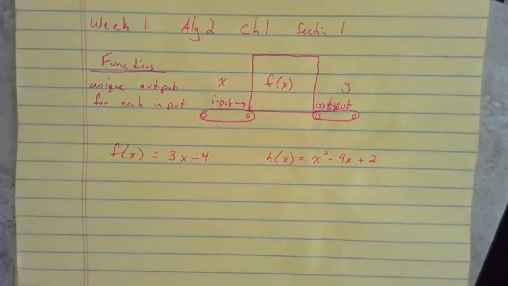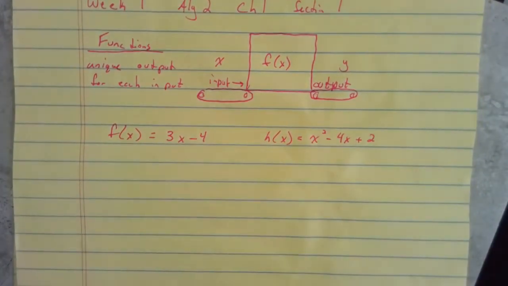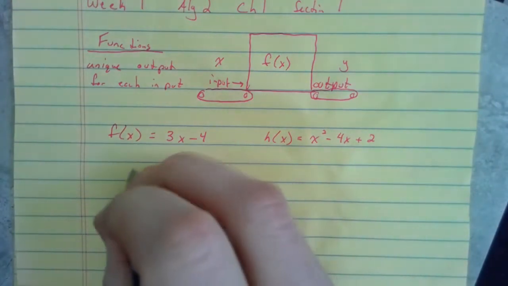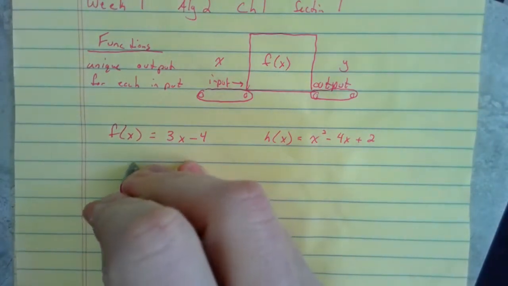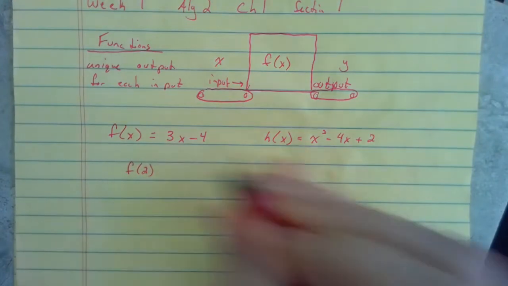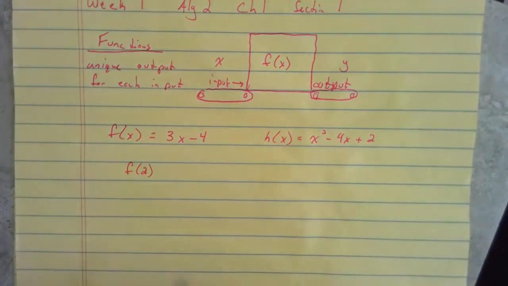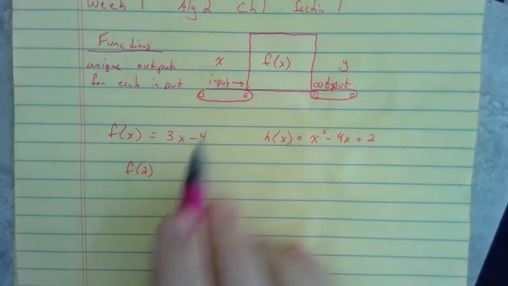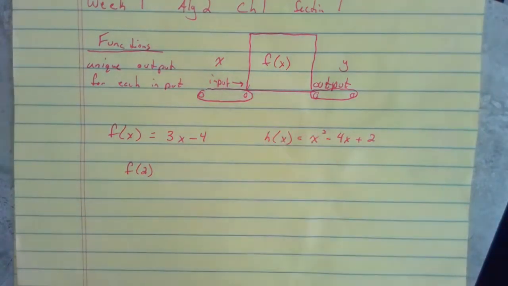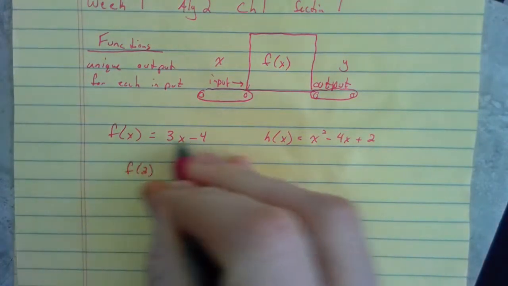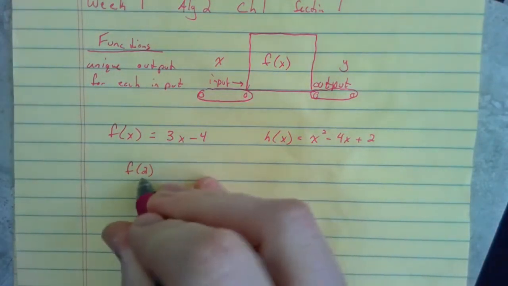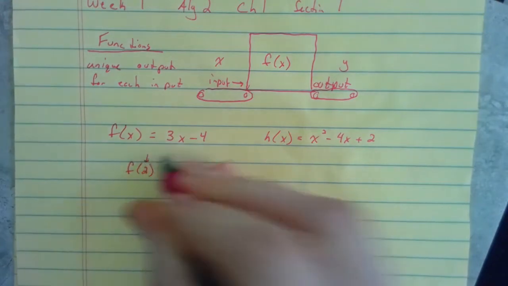Now, with function notation, using the f of x and the h of x, we can go ahead and actually evaluate for a specific input. So here, if I were to write, what is f of 2? Read that f of 2. This tells me I want 2 to be the input into the f of x machine. So I'm going to go to my function, and everywhere I see an x, I'm going to replace it with 2 because this is my input.